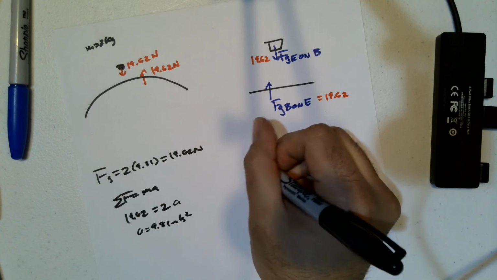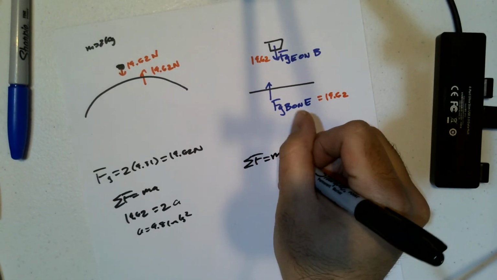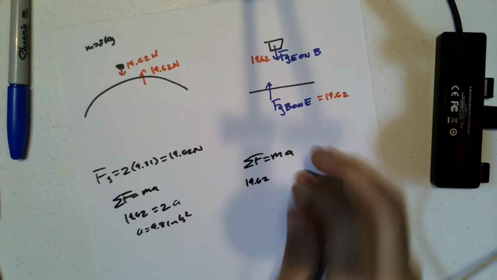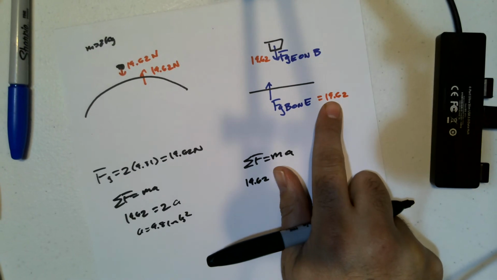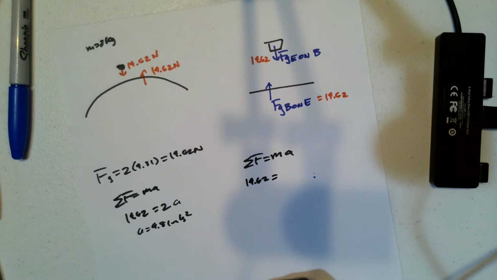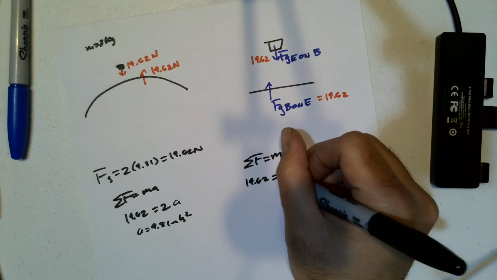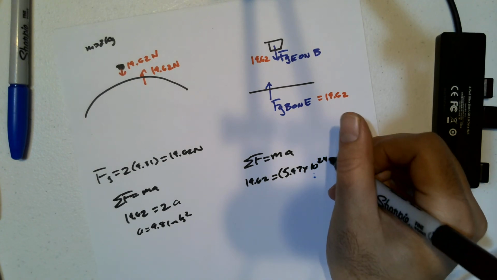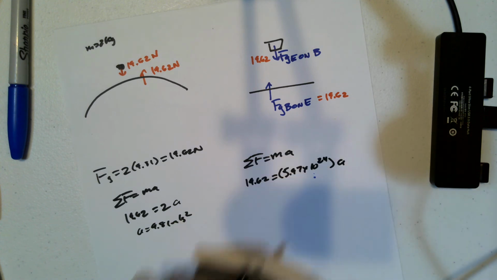So when we do the second law on Earth, we can do sigma F equals ma. Now we know that there's only one force acting on the Earth in our view right now, 19.62 newtons up, that force of gravity right there. But the Earth has a lot larger mass than the 2 kilogram box. The Earth's mass is 5.97 times 10 to the 24 kilograms. So when we go to solve for our acceleration, we're going to get a much smaller value than the acceleration acting on the 2 kilogram box.